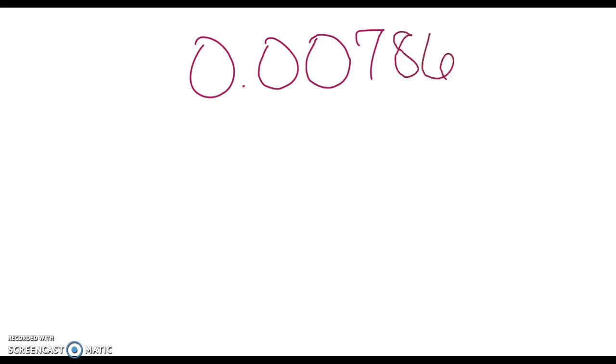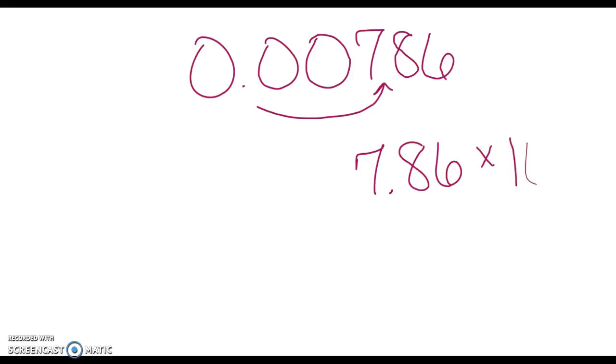Let's start with a small number this time. So let's say we start with 0.00786. So I know I want to move the decimal point so that I have 1 digit to the left of the decimal point, not including 0. So I'm going to be moving that decimal point all the way between the 7 and the 8. So we're going to end up with 7.86. I started with a very small number, so I know I'm going to have a negative exponent. Negative exponents make small numbers.